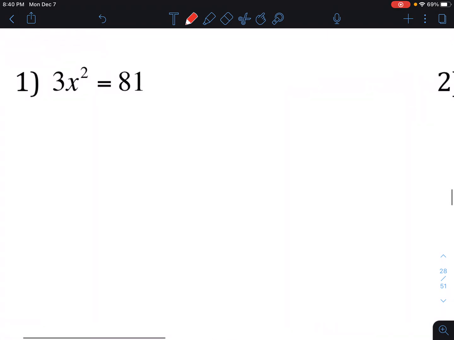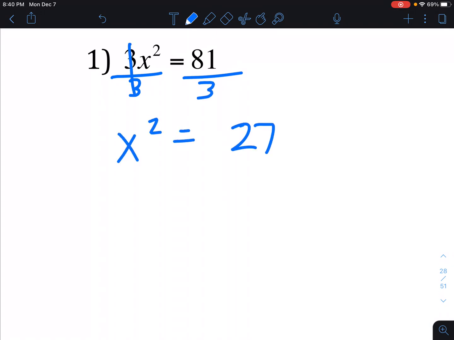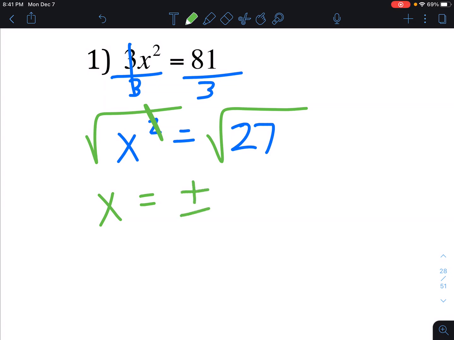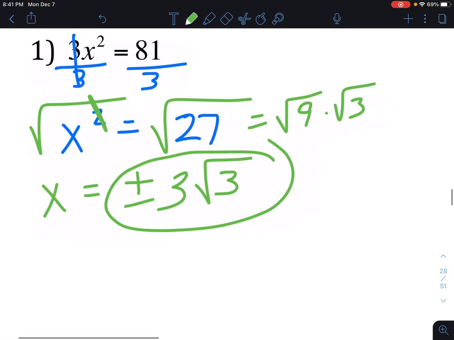Okay, so the first thing you should have done was divide both sides by 3 to get x squared by itself. So that would be x squared equals 27. And then, get rid of the exponent, not divide, square root both sides. So x equals, you need a plus minus, and the square root of 27 should be square root of 9 times square root of 3. And then the square root of 9 is 3. Bring down the square root of 3. So you have two answers, 3 root 3, negative 3 root 3.